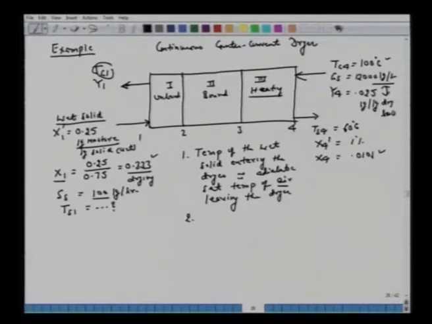Number two, we also assume that the solid remains at this adiabatic saturation temperature Ts throughout in this region 1 and 2.